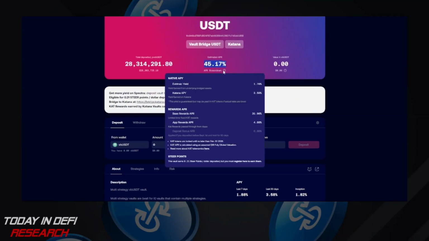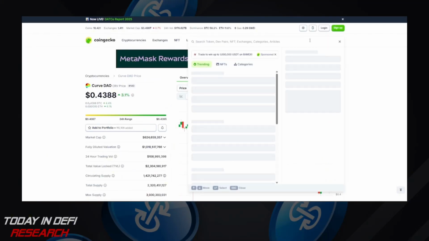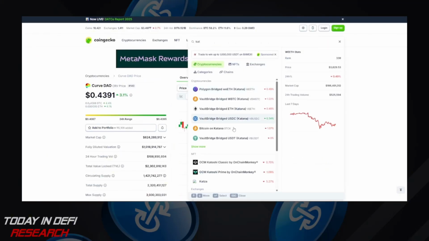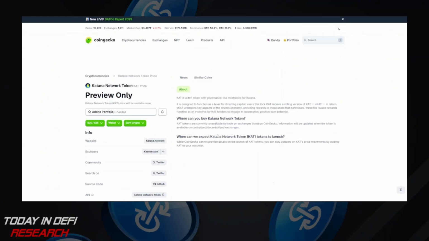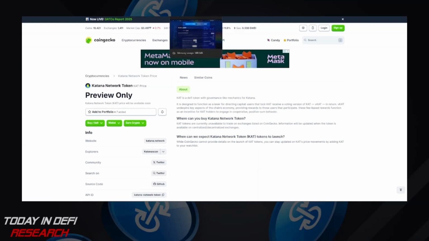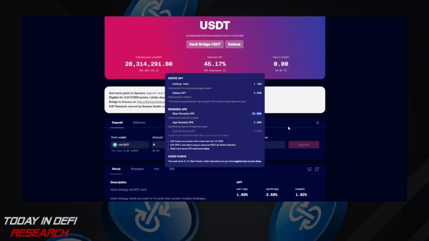As you can see here, it's 45%, but 35% and 5% of that is from the APR, so this might fluctuate because it's paid in KAT rewards. This KAT can fluctuate in price. You can search for KAT tokens here, I believe. This KAT token will fluctuate in price after its TGE, so you need to be aware that this APR after the TGE can fluctuate. It's not definitely going to be 35%.